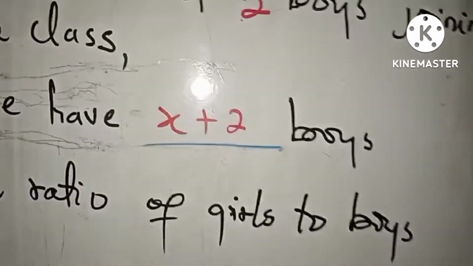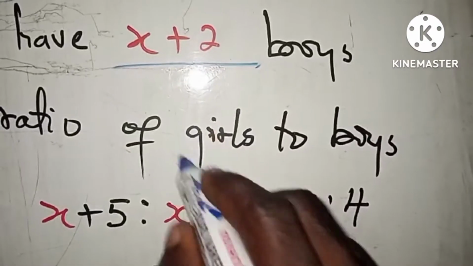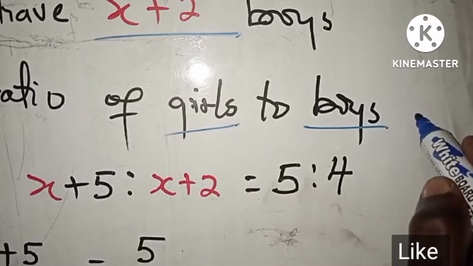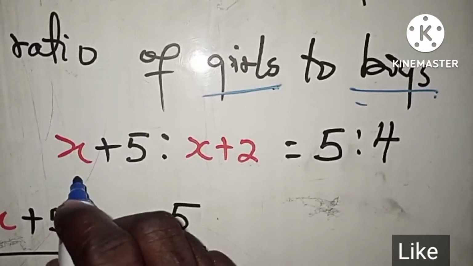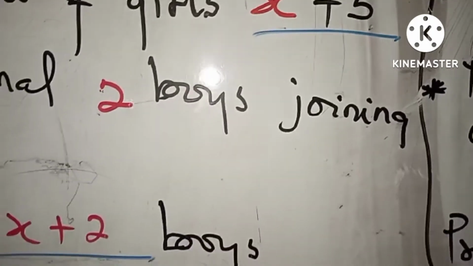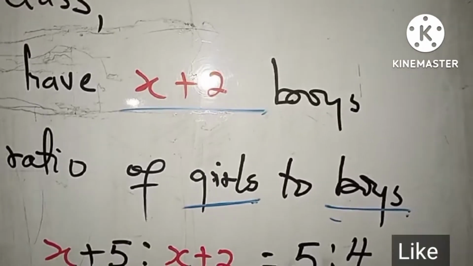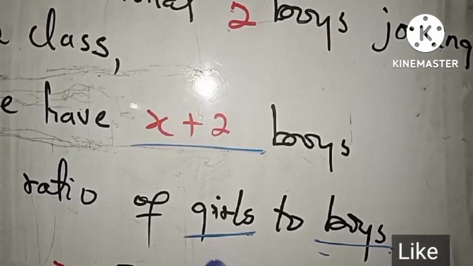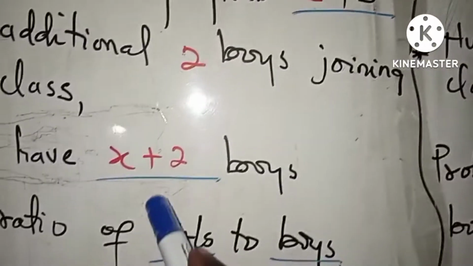Okay, now we are given the ratio. The arrangement is very, very important. What I mean by the arrangement is what comes first. You have girls before the boys. So the ratio of the girls to boys is very, very important. Here we have x plus 5 for the girls, and the boys are x plus 2. So the ratio of the girls to the boys: the girls are x plus 5, and the boys are x plus 2.